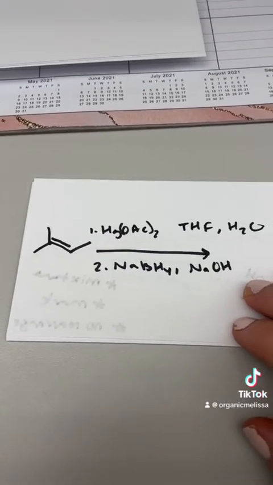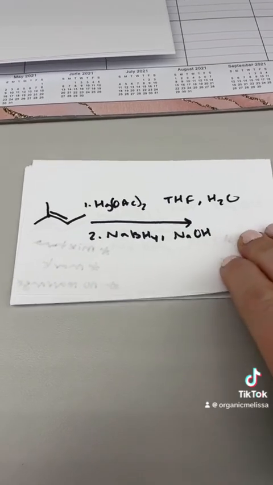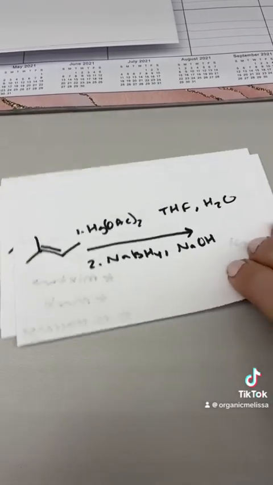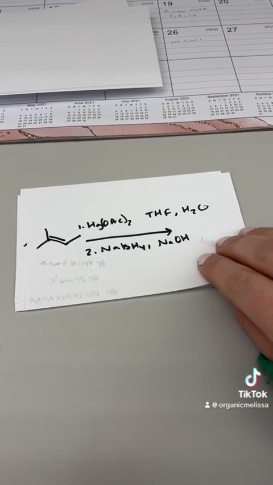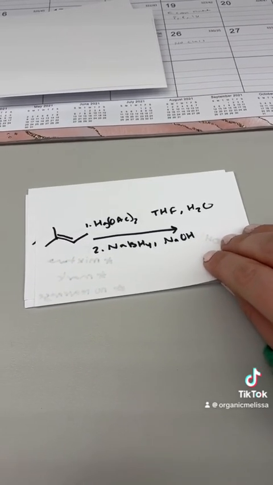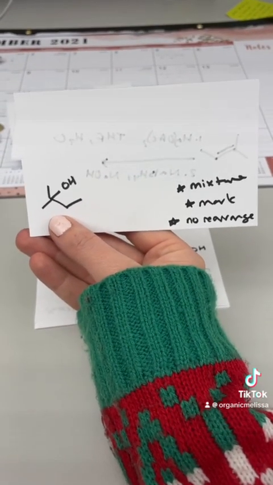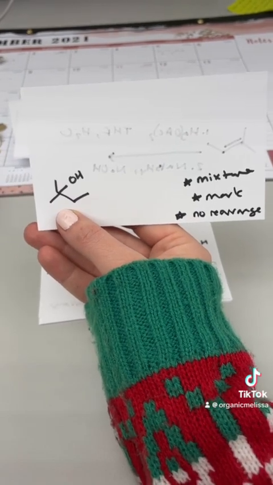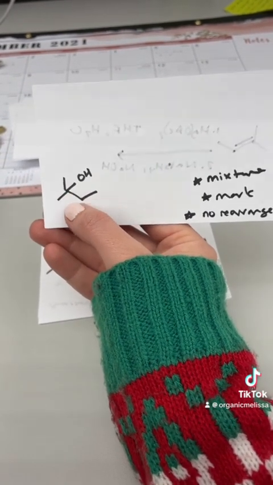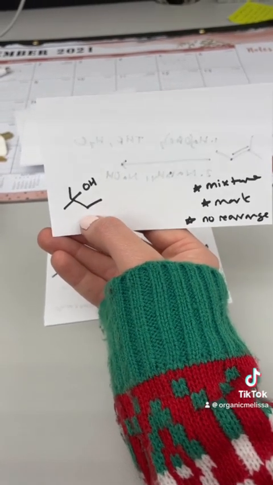Okay, next we have Hg(OAc)2, THF, water, NaBH4, and NaOH. Hopefully you remember what this reaction does. I'll give you a second. This is oxymercuration-demercuration. It adds water across a double bond and it adds Markovnikov, but it doesn't undergo any kind of rearrangement. It'll give you a mixture of stereochemistry. You can see the OH adds to the more substituted side, the hydrogen to the less, and I have a whole video about Markovnikov if you need to go over that.